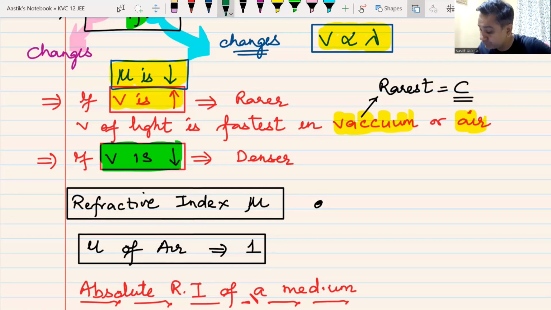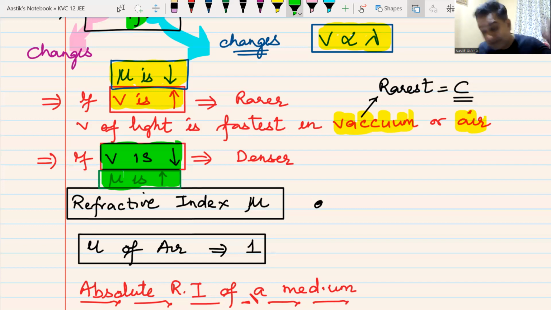Therefore, mu, the refractive index, is more. Same thing, but said in a different way. I hope everyone understands this. Raise hands, it will give me more confidence that we are in the same boat.